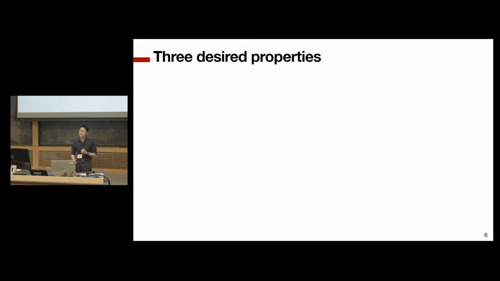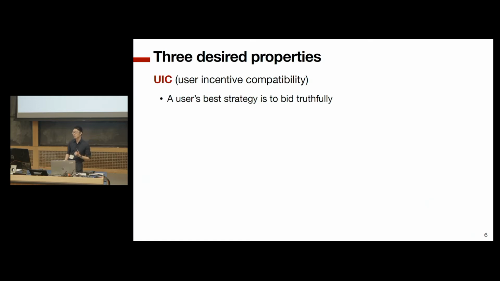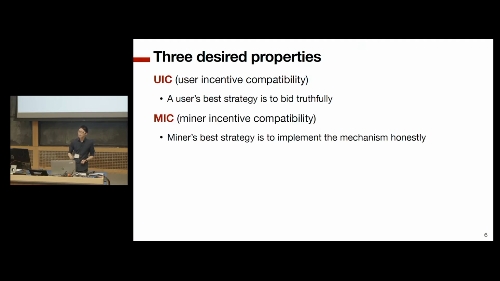According to the discussion above, we can conclude 3 desired properties that we want. The first one is called UIC. That means the user's best strategy is always to bid truthfully. In this case, the user doesn't need to monitor the network. It's easy to use. The second property is called MIC. That means miners should not have incentive to manipulate the system.